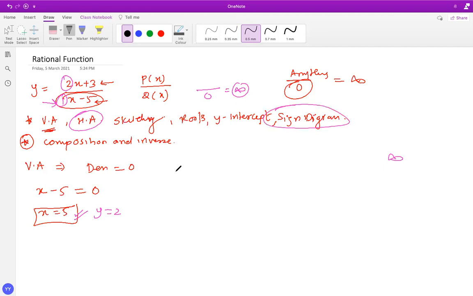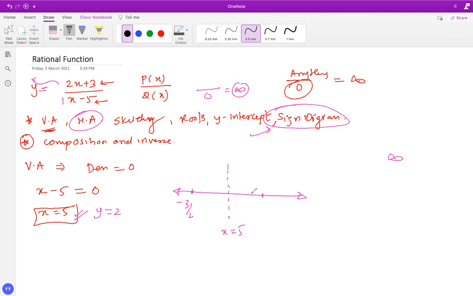To draw the sign diagram, actually the sign diagram gives a fair picture of which part of the graph is above the x-axis and which part of the graph is below the x-axis. So when you're finding out the sign diagram, let's say here is the vertical asymptote. You take x equals 5, you mark that, as well as mark the roots. For the roots, you equate the function to 0. If I equate to 0, you get x is negative 3 over 2. So that's your function root.